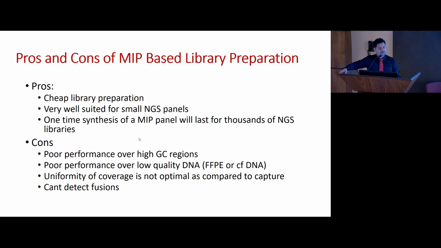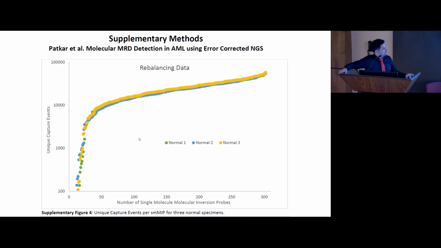So if you can see, this is the coverage data of this. You can see some regions are being sequenced very well, some regions are not so very well, and some very small percentage, 1% or so, are very poor. So this is typical of MIPs.